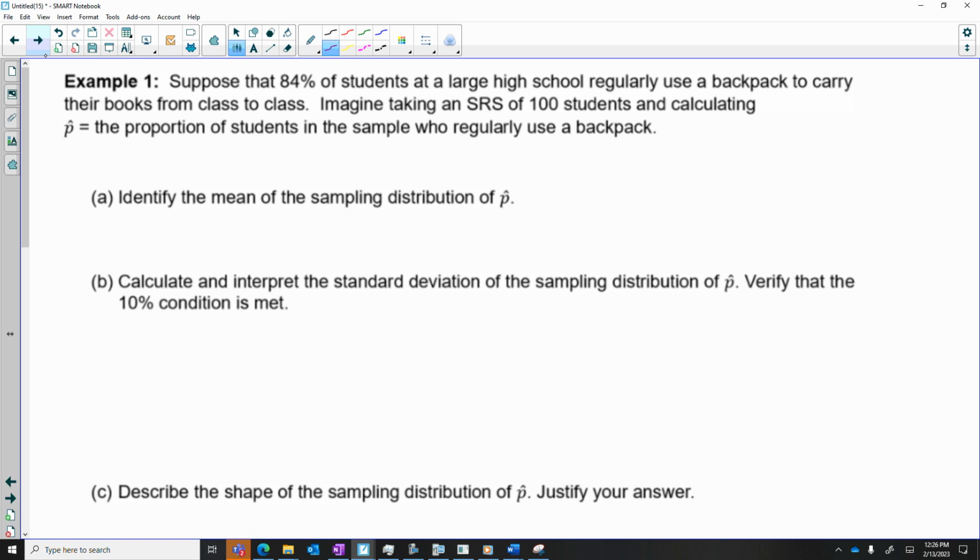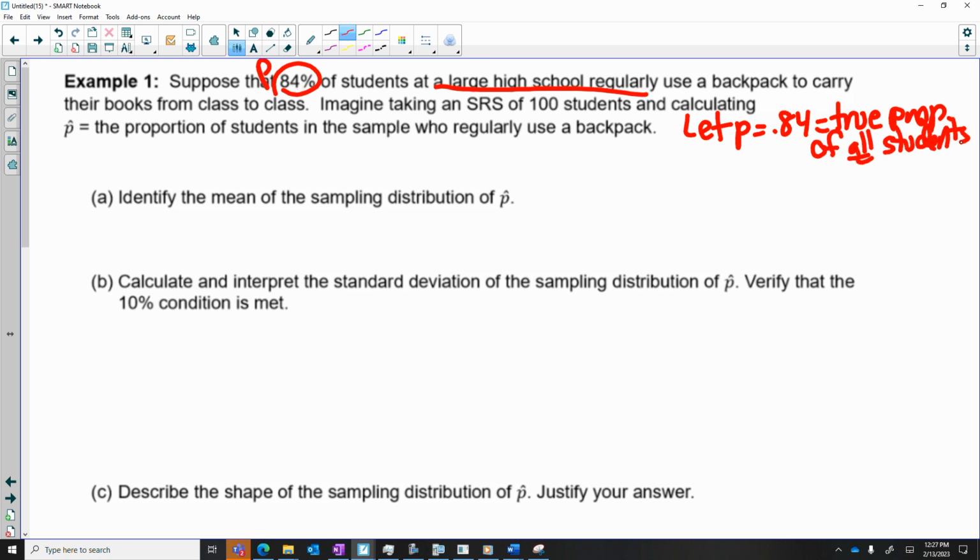Now we're going to do an example. I'm going to show you what I mean. So looking at example 1, it says about 84% of people at this large high school use a backpack every day. That is considered P, the true parameter. So let P equal the true parameter at 0.84. It's the true proportion of all the students at the school who use a backpack. Okay, that's important to note. So we've already defined the parameter and the population of interest here.